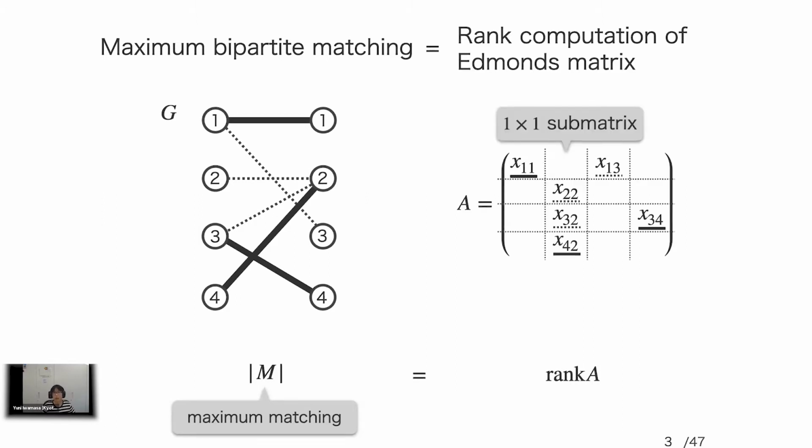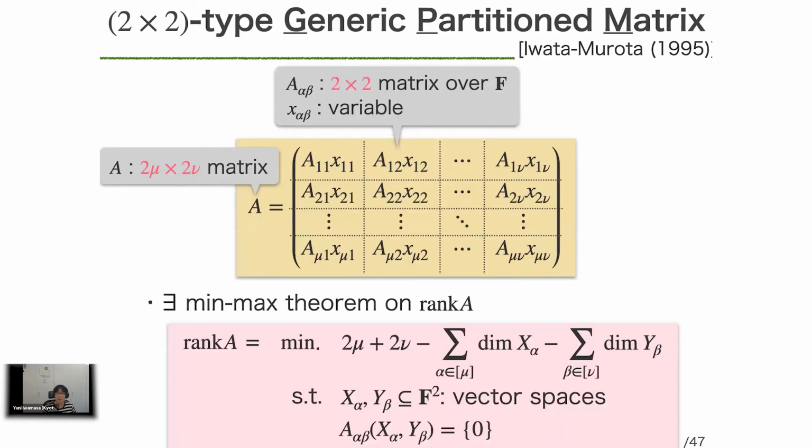Here, if we partition A into one-by-one submatrices like this, then each submatrix has at most one variable, and different submatrices have different variables. By abstracting this structure, we consider a 2x2 type generic partitioned matrix, named 2x2 type GPM, introduced by Iwata and Murota. This is a matrix A of size 2μ by 2ν. When we partition A into 2x2 blocks like this, the αβ submatrix consists of a 2x2 matrix A_αβ over F and a variable x_αβ. So different submatrices have different variables.